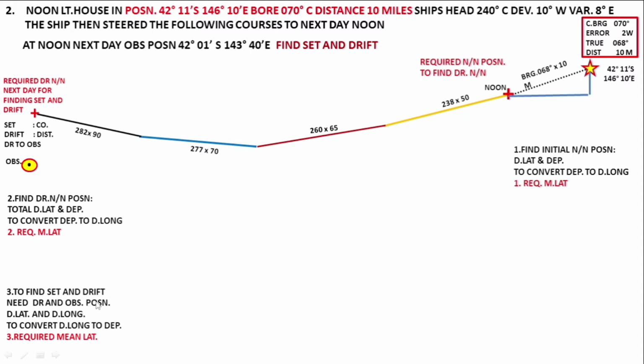Then he has asked me to find the set and drift. Now to find the set and drift, I need my DR, so I've calculated my DR, and then I have to calculate my course and distance.